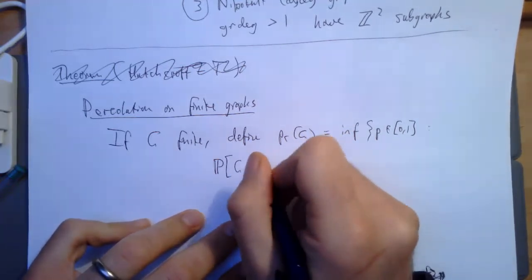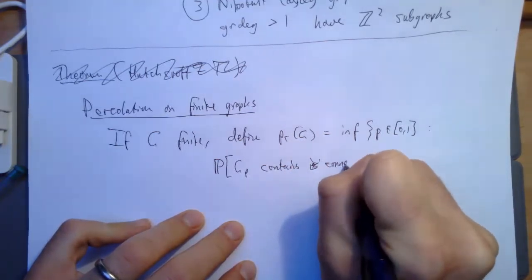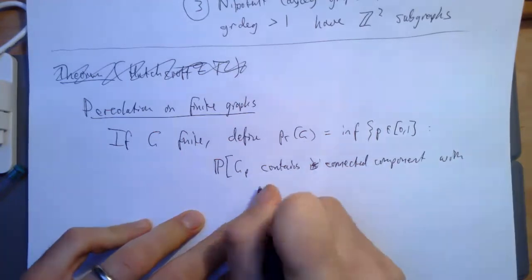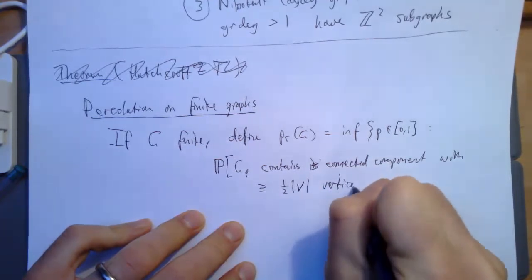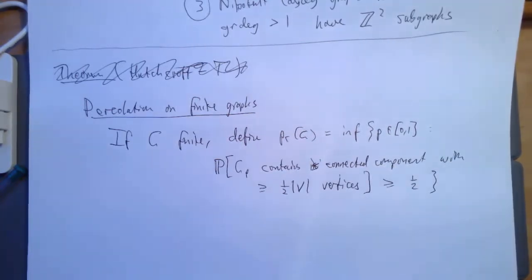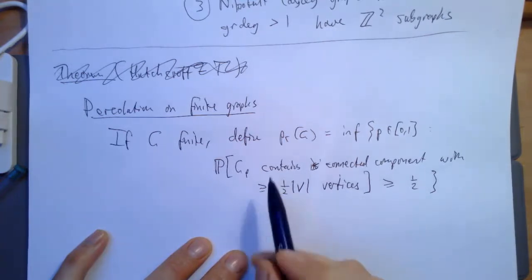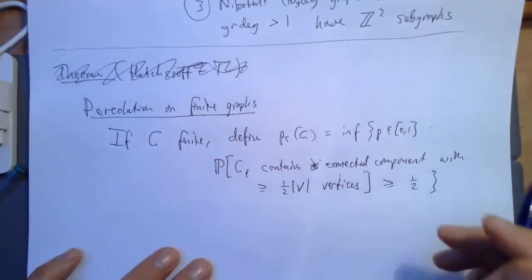So the probability that G_P contains a connected component with at least half the vertices of V is at least a half. Okay, so when P is less than this PC, you're unlikely to have a connected component containing at least half the vertices, and when P is bigger than this PC, you are likely to have a component containing at least half of the vertices.